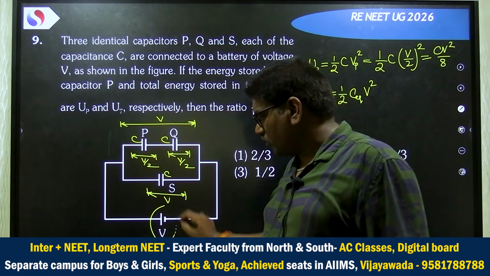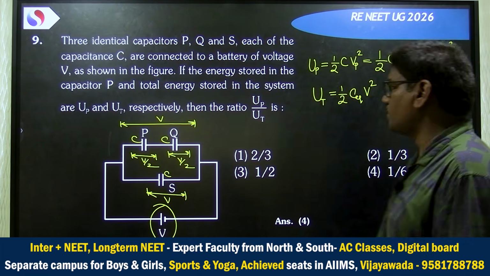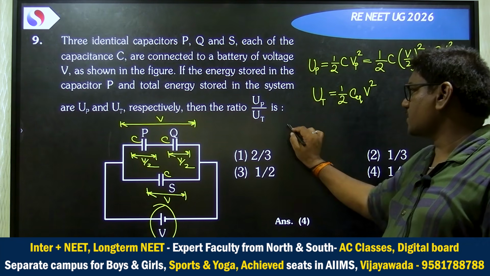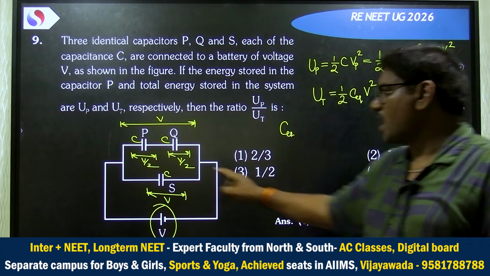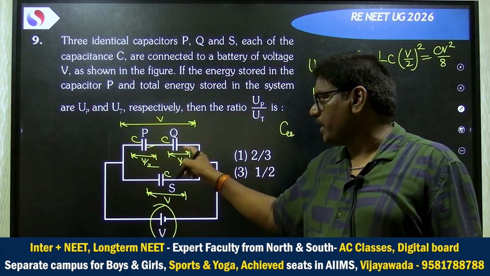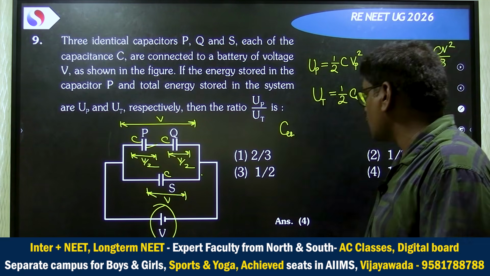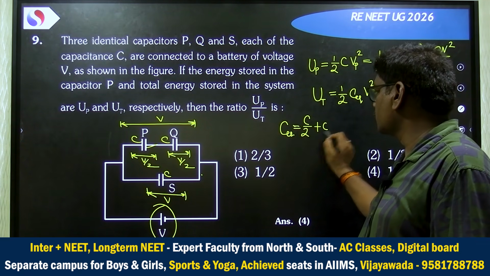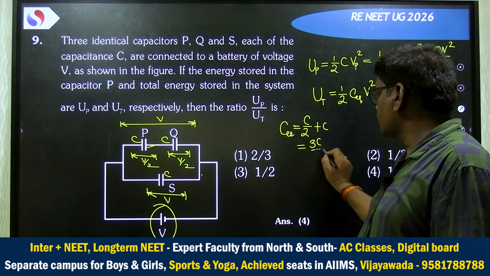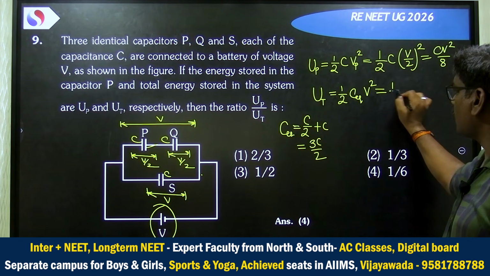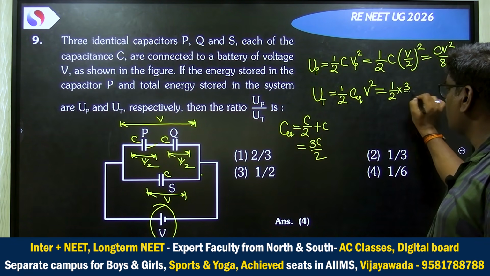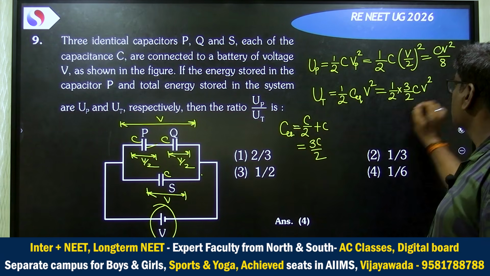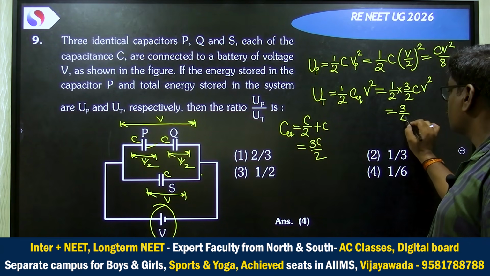Right? C equivalent into V square. So for the total C equivalent in this case, 2 are in series, that means C by 2. 1 is in parallel, that means 3C by 2. So C by 2 plus C becomes 3C by 2. So 3C by 2, if I put it here, half into 3 by 2C into V square, that is giving me 3 by 4 CV square.